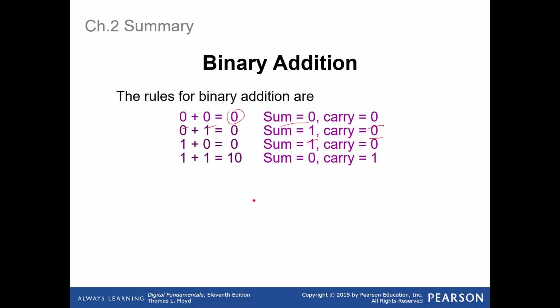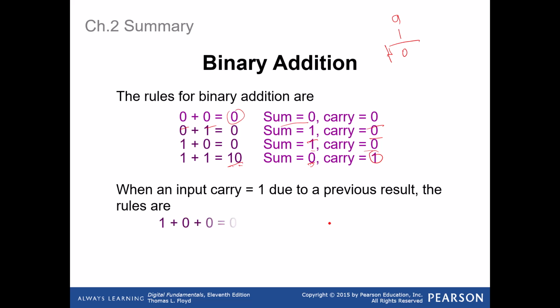In the case of adding 1 plus 1, 1 plus 1 is 2. This is 2 in binary, by the way. We say the sum is 0 and the carry is 1. It's like saying 9 plus 1 in decimal. We say 9 plus 1 is 0 and 1. What is the 1? It's the carry. It's the same story here.